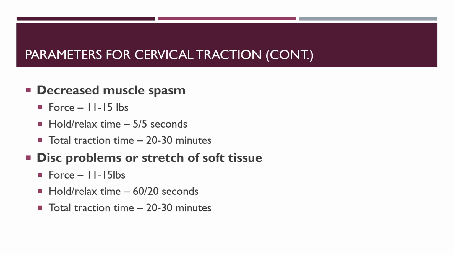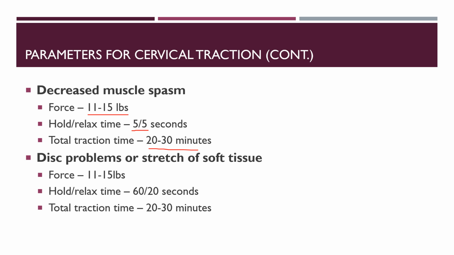So in the cervical spine, trying to decrease muscle spasm, a force of 11 to 15 pounds would be appropriate. You can still see we're trying to break that pain spasm pain cycle, 1-to-1 ratio, but 5 to 5, that's the same for the lumbar spine, and so is the total treatment time.